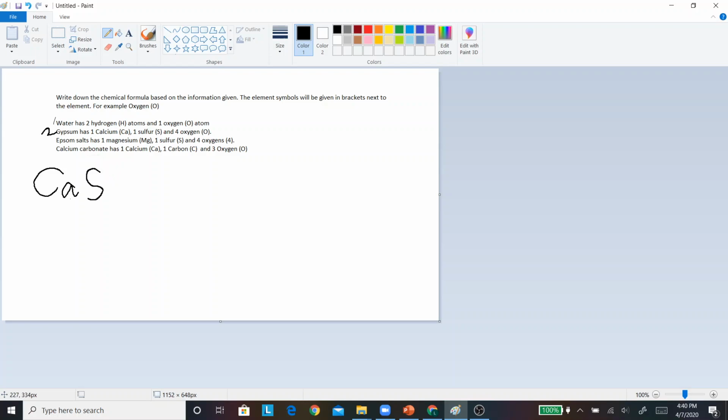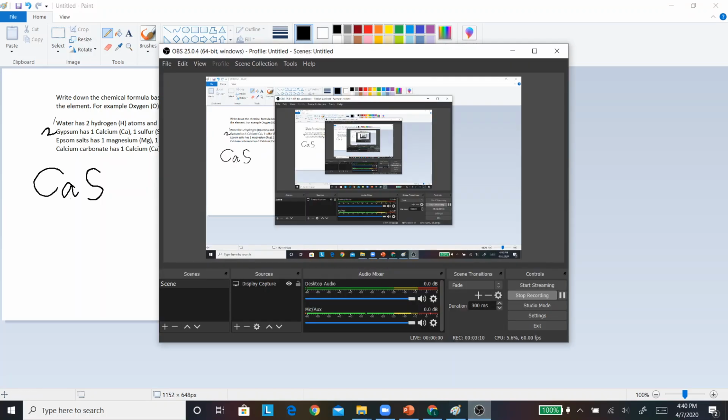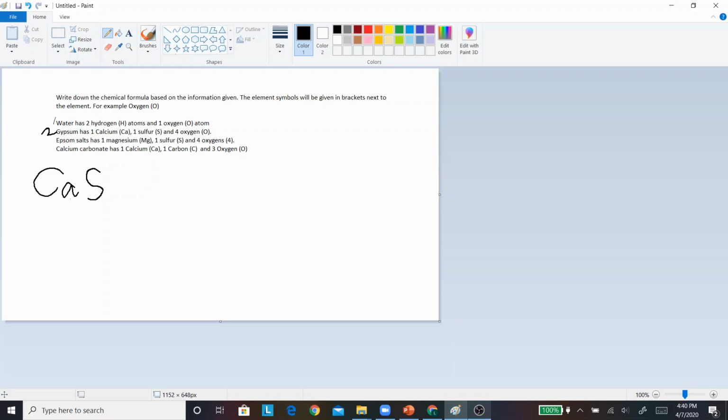Now, since there's only 1 sulfur, we do not, I repeat, we do not have to put anything next to it. And then from there, we go on to oxygen. And so we put a capital O next to that S right there. Now, we have 4 oxygen. So now we do have to put a number next to it. And so the number goes right there. And so for number 2, your answer should look like this.